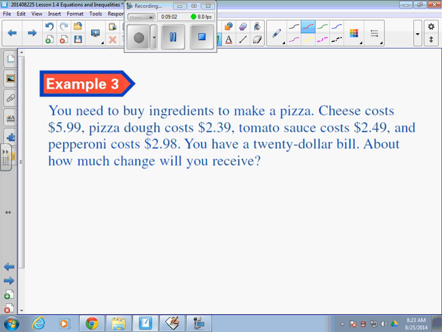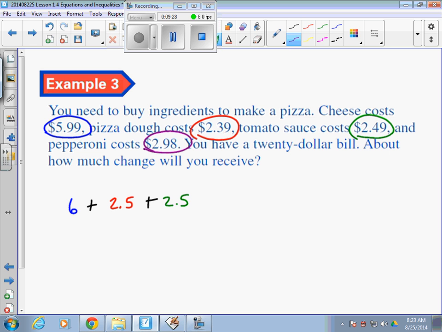Again, you don't want to copy all of this down, so we'll just take the values that we need. It says cheese costs $5.99. Let's say that's $6 for cheese. Pizza dough costs $2.39. Let's call that $2.50. So 6 plus 2.50. Tomato sauce is $2.49, that's really close to $2.50, so let's call that another 2.5. And then pepperoni costs $2.98, that's really close to $3, so let's call that 3. So those are just estimates of those 4 values for each of those ingredients to make the pizza.